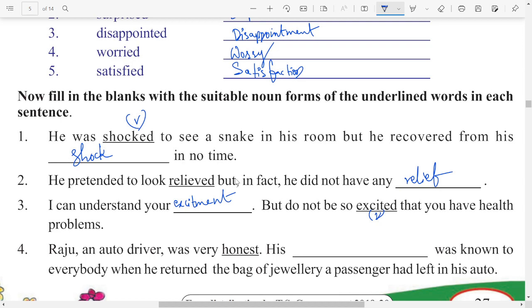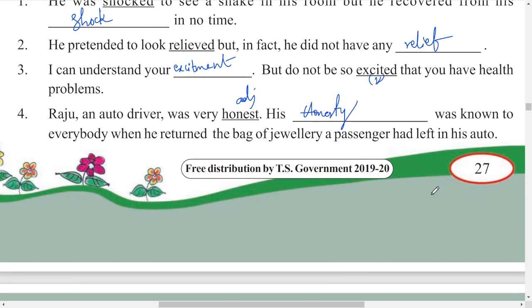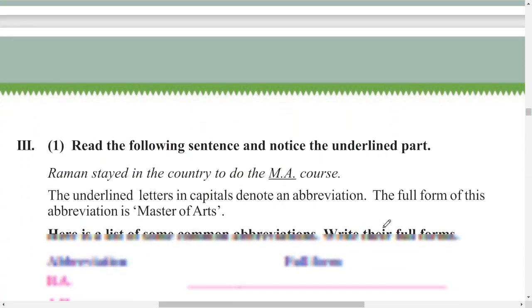Okay, next one, Raju, an auto driver, was very honest. His dash was known to everybody when he returned the bag of jewelry a passenger had left in his auto. Now honest, very honest, here honest is an adjective. What is the noun form that we can write here? Honesty. Okay, that is the noun form. Right, so this is the exercise that we have for the verb form and noun form.